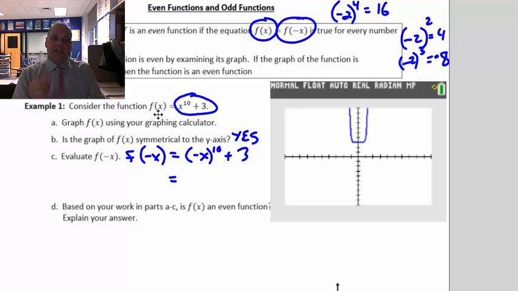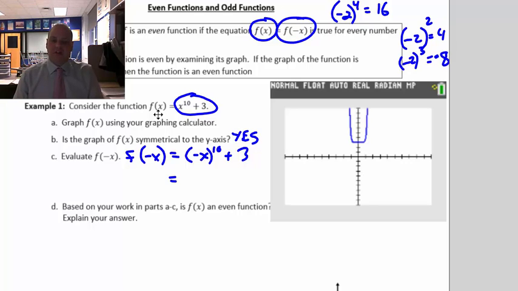See how it goes positive, negative, positive. To the 5th is going to be negative, to the 6th is going to be positive, to the 7th is going to be negative, to the 8th is going to be positive, to the 9th is going to be negative, to the 10th is going to be positive. It alternates. If you have an even degree, then the negative will go away. So that's how the degree matters.